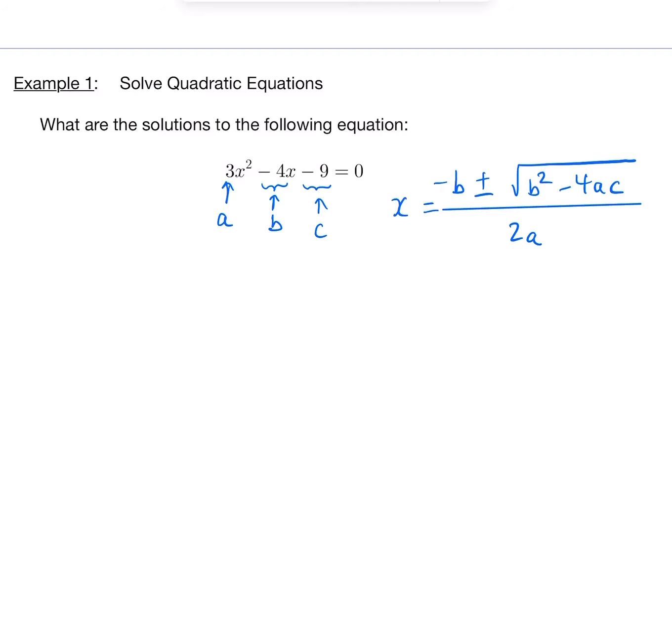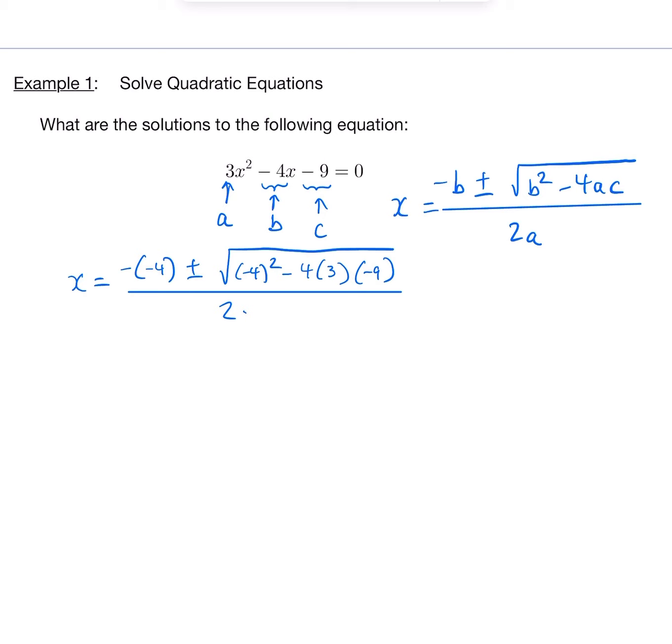Now that we've identified A, B, and C, we can insert those numbers into the formula. We have x is equal to negative, and B is negative 4, so we write negative 4 in here, plus or minus the square root of B squared, which is negative 4 squared, minus 4 times A, which is 3 in this case, times C, which is negative 9. That's all divided by 2 times A, which is 3 in this case.